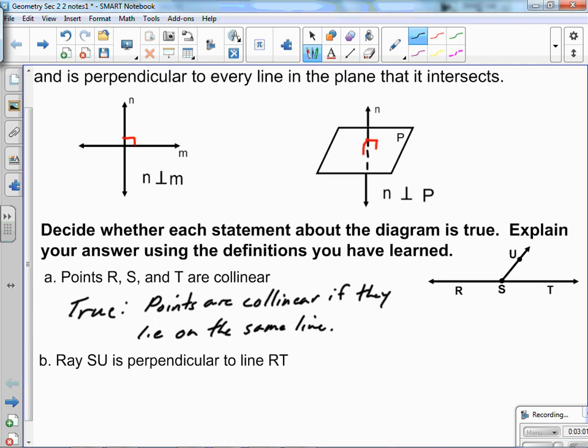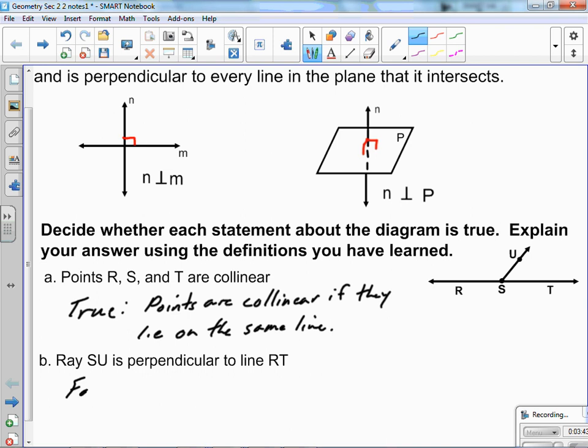Next one, ray SU is perpendicular to line RT. So in order to be perpendicular, we know that they have to intersect at a right angle or at 90 degrees. And if I look at this picture here, this is ray SU with line RT. And if I look at this angle, if it's a right angle, it should go straight up from there, right? And then we put the little boxes there. Since it doesn't go straight up, if I measure that with a protractor, it's probably closer to 60 degrees than 90 degrees. It's definitely an acute angle.